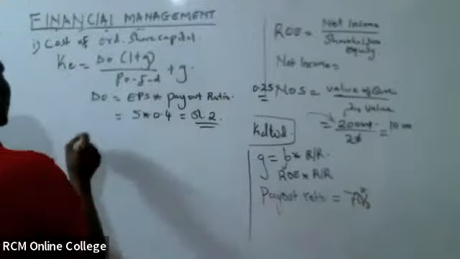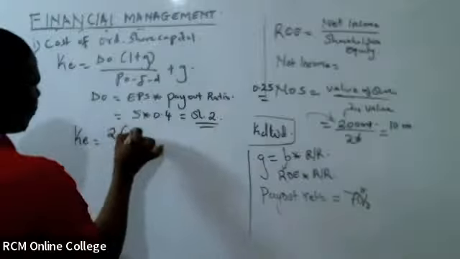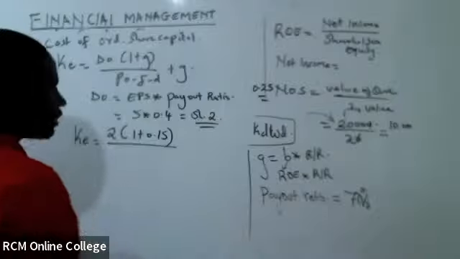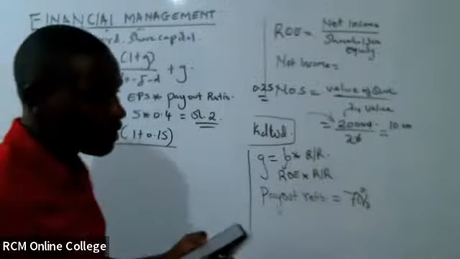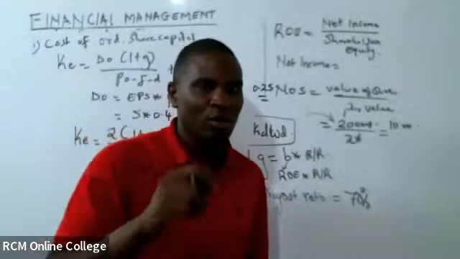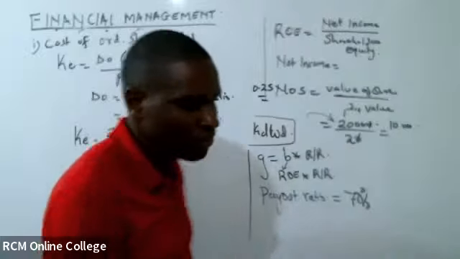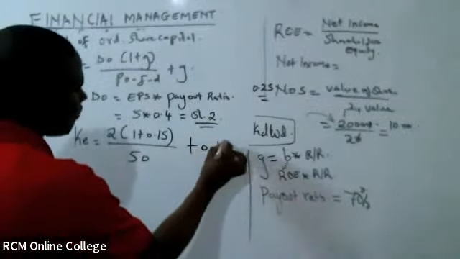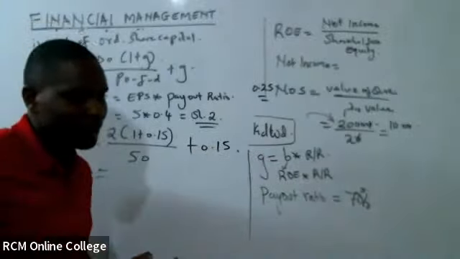So now I have everything here. To get my KE, class, I just have my 2 shillings times 1 plus 0.15, divided by our current market price. Wherever they are touching ordinary share, that is the current market price that we are using, 50. So divide by 50 plus 0.15, and that will give us our KE. What is our KE?